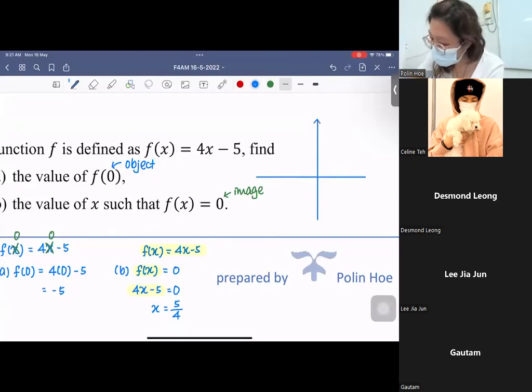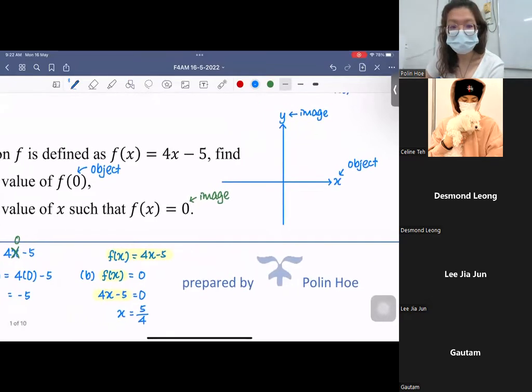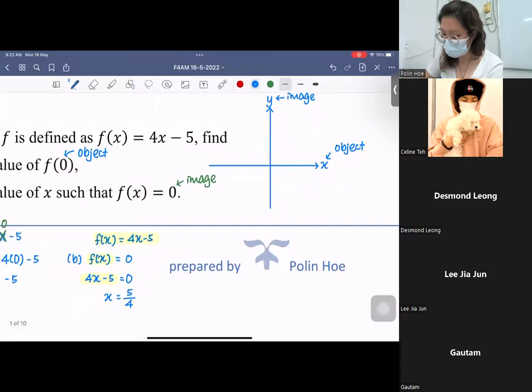When we are sketching a graph, x will be our object, because we are drawing y equals f(x). This will be our object, and this y will be our image. And then you see 4x minus 5. So when f(x) equals 0, it means what? It means it is on the x-axis.